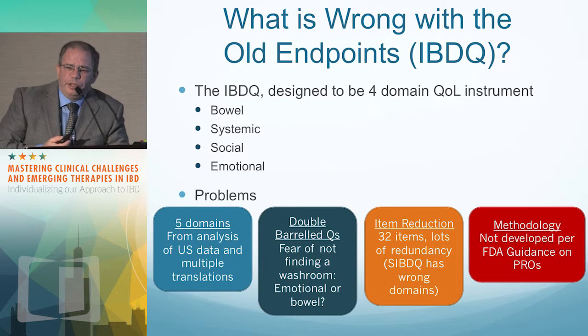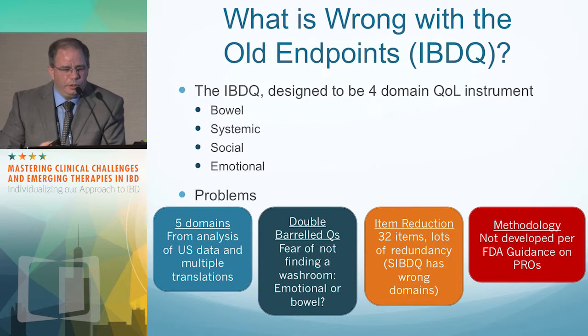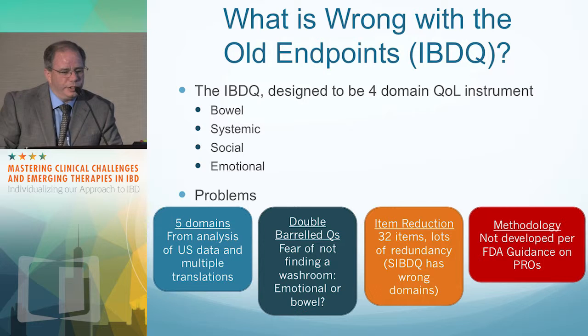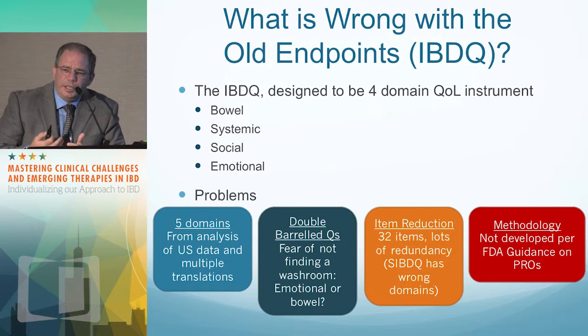In terms of another instrument commonly used, IBDQ, it's designed to be a 4-domain quality of life instrument with bowel, systemic, social, and emotional components. There are problems as well. There are actually, if you analyze the way the data separate, 5 domains it breaks out into. There are double-barreled questions. A classic one is, are you afraid of not finding a bathroom or a washroom, because it's a Canadian instrument, in time?